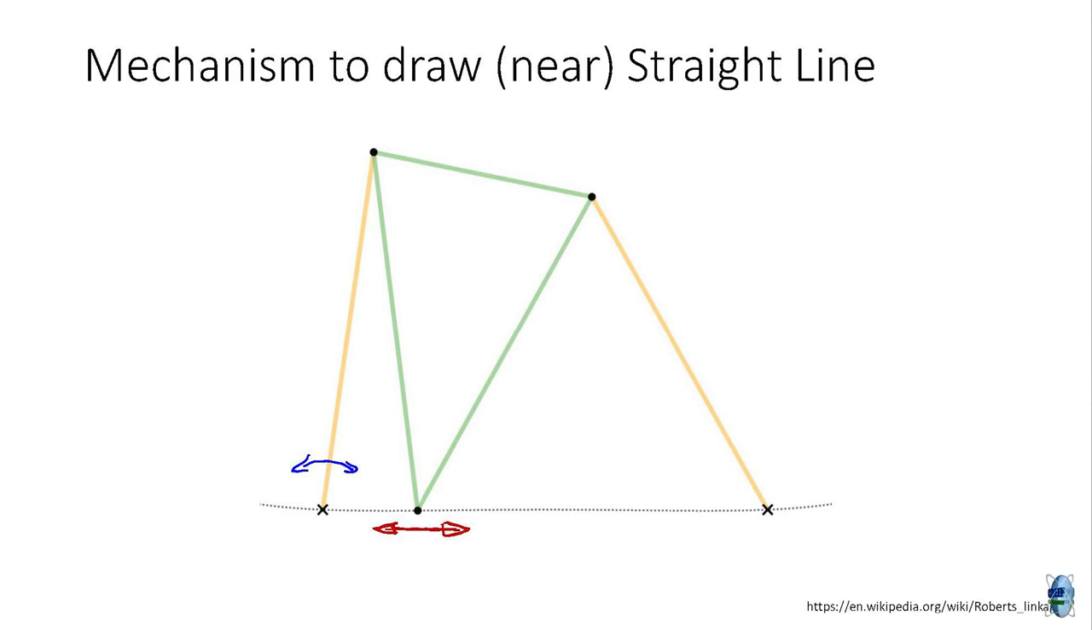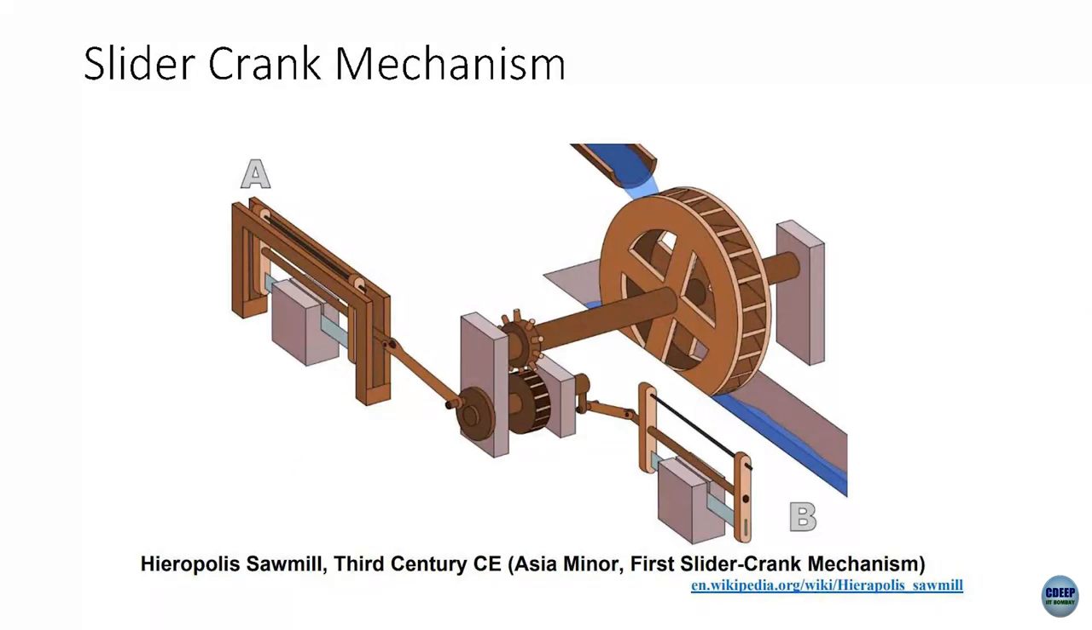How did somebody think of something like this? Okay, and so on and so forth. This is a quite old mechanism called a slider crank mechanism. Don't worry about the names. It does the job of converting a rotary motion into a sliding motion.